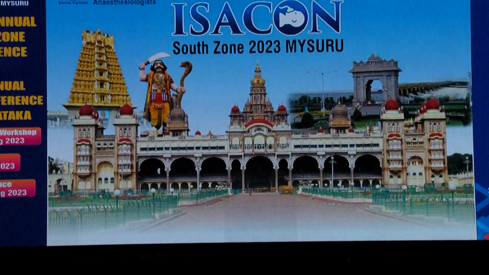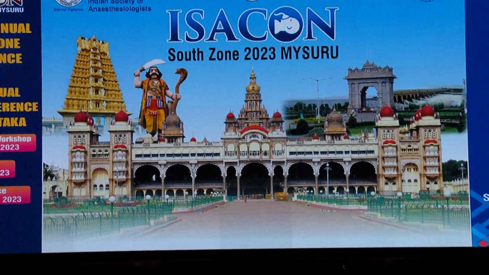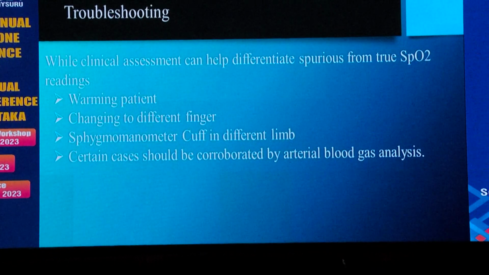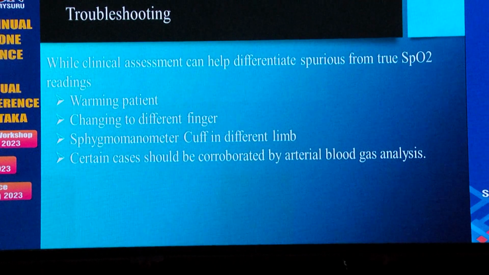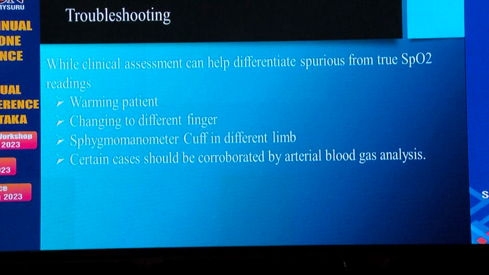Okay, so while clinical assessment can help to differentiate spurious from the true SpO2, one is you can warm the patient. Of course, that doesn't work sometimes, most of the times. Another is changing to a different finger. Suppose you have prolongedly put it in the same finger, you change it to a different finger.